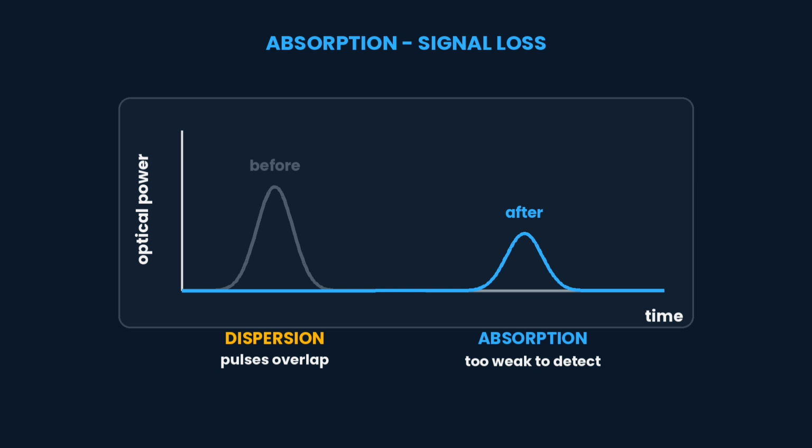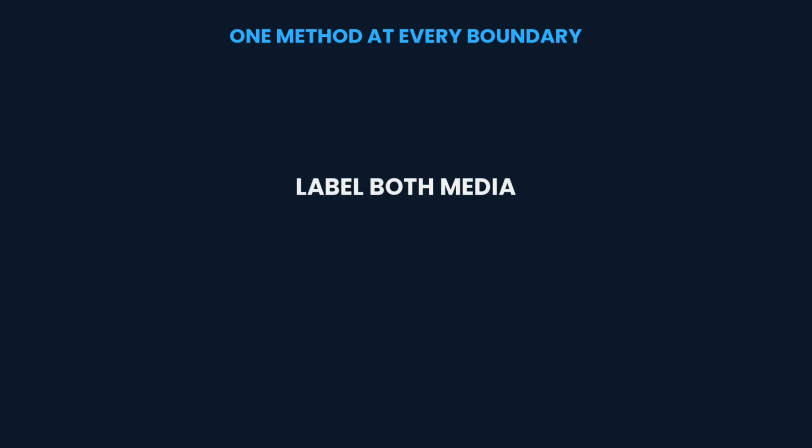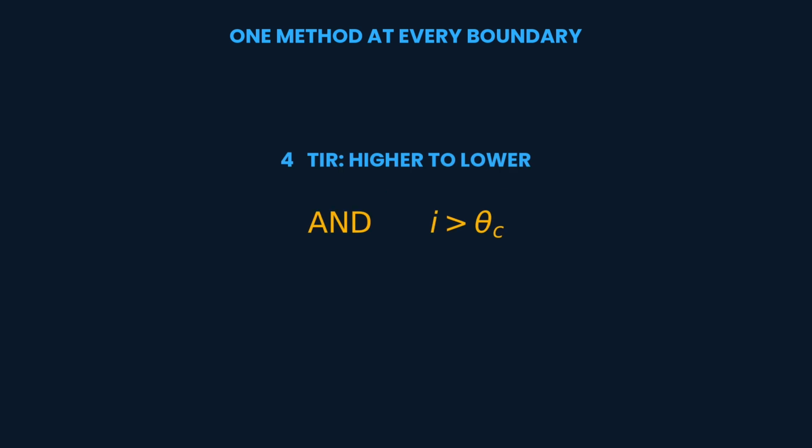The same checks apply at every boundary. Measure every angle from the normal. A higher index means a lower speed. Use Snell's law. For TIR, check both that light travels towards a lower index and that its incidence angle exceeds the critical angle. In the next lesson, we will examine diffraction and the single slit.